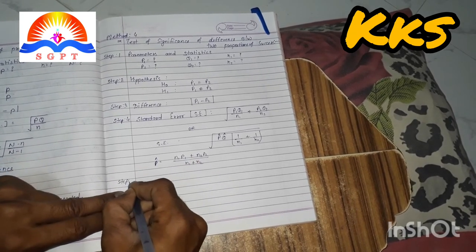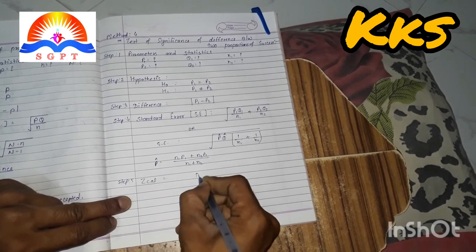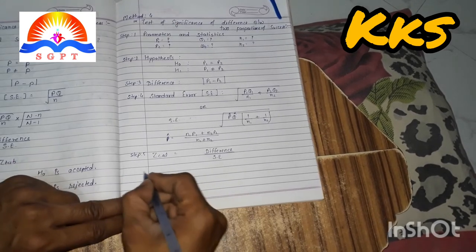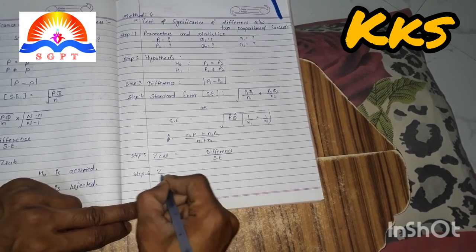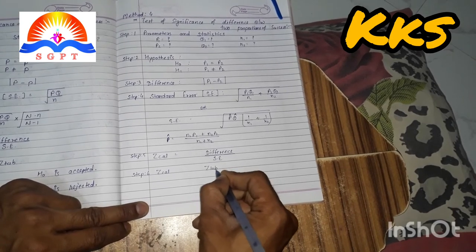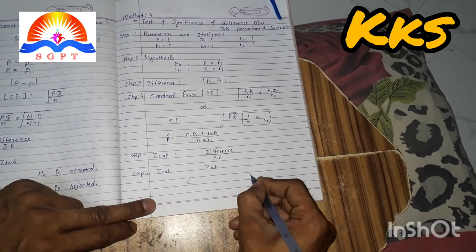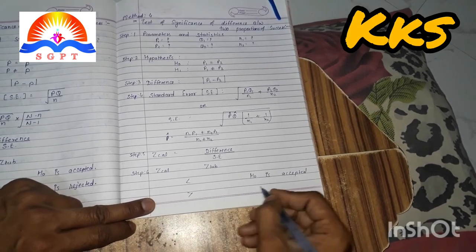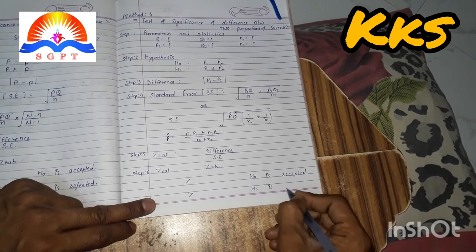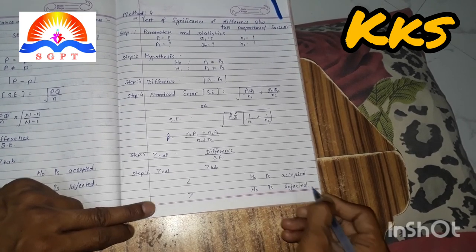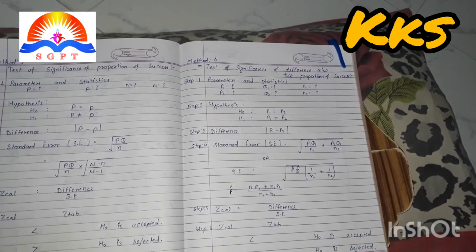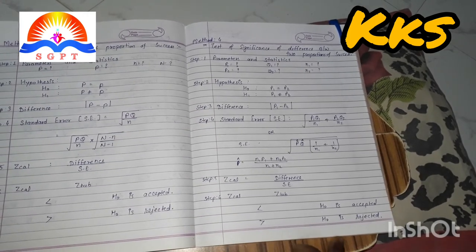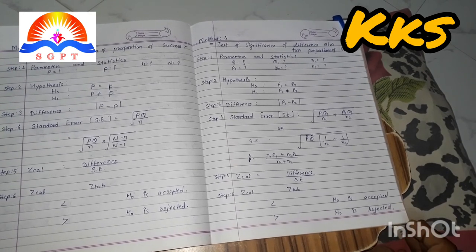Then step 5, Zcal. It is difference upon SE. Step 6, Zcal is compared with Ztab. If Zcal is less than Ztab, H0 is accepted. If it is greater than Ztab, H0 is rejected. Thus our 4 tests can be conducted through these 6 steps, and our hypothesis can be tested on the basis of these 5 calculations or 5 steps.